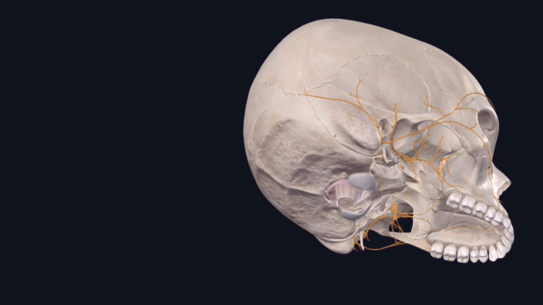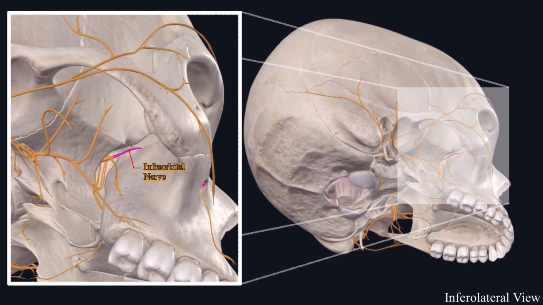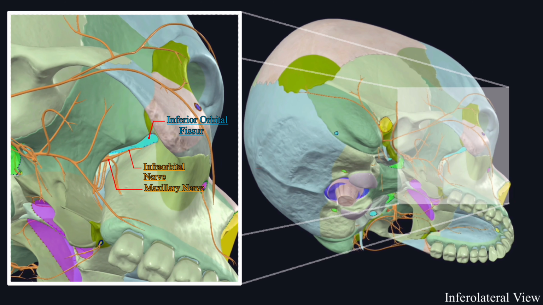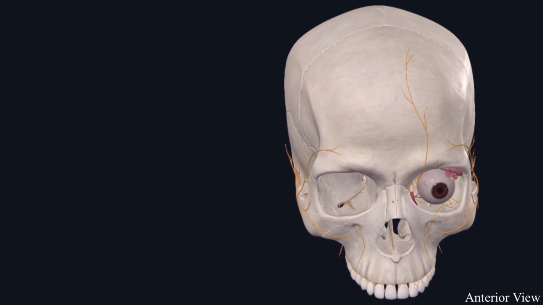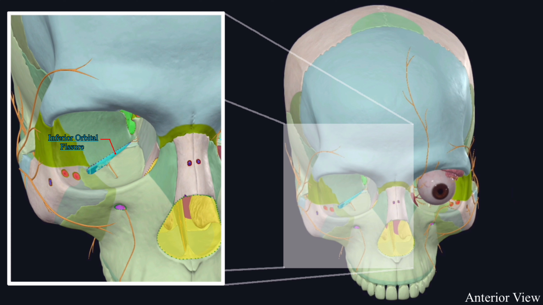The infraorbital nerve, which is a branch of the maxillary nerve, passes through the groove on the posterior surface and enters the infraorbital groove through the inferior orbital fissure. In the inferior view of the complete skull model, this is the inferior orbital fissure and this is the infraorbital nerve present inside the infraorbital groove. It enters the infraorbital canal on the orbital surface and leaves the canal at the anterior surface through the infraorbital foramen.